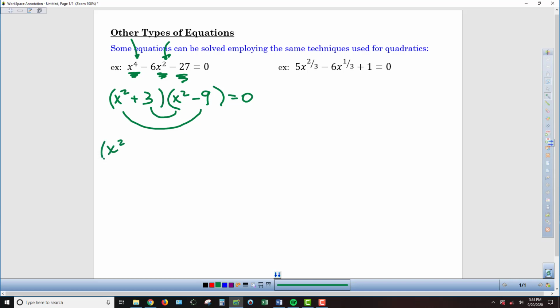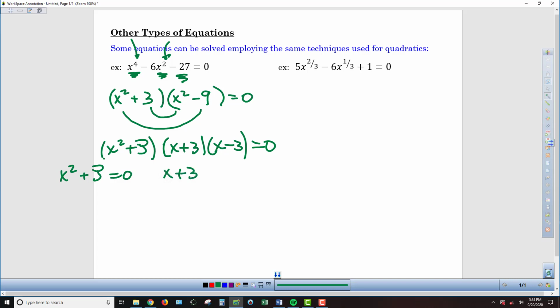I can say x squared plus 3, times x plus 3 times x minus 3. So I can use the difference of squares in that second set of parentheses. Can't really do anything with that left-hand set of parentheses. So at this point we can go ahead and set these all equal to 0. So I've got x squared plus 3 equals 0. I've got x plus 3 equals 0. And then I have x minus 3 equals 0.